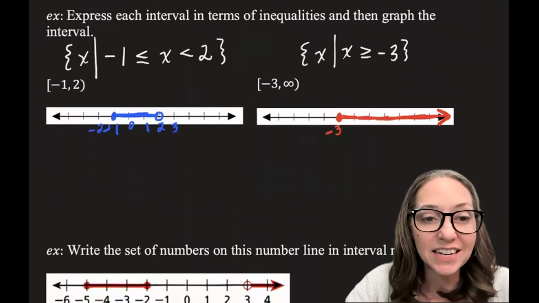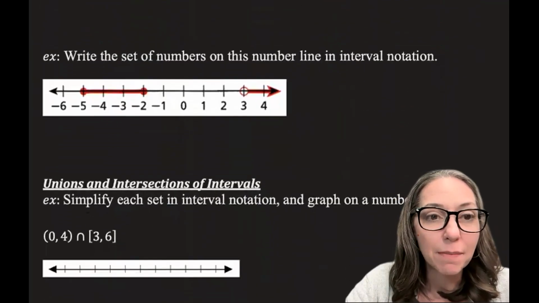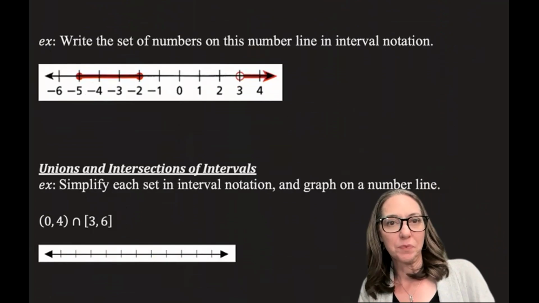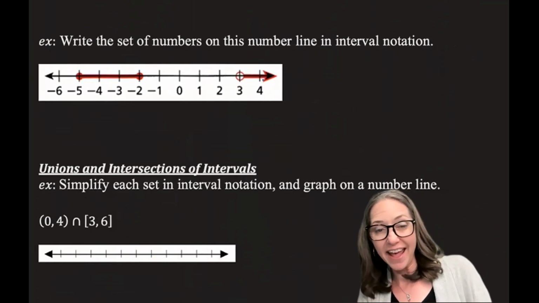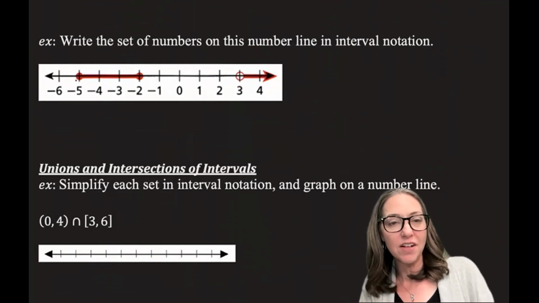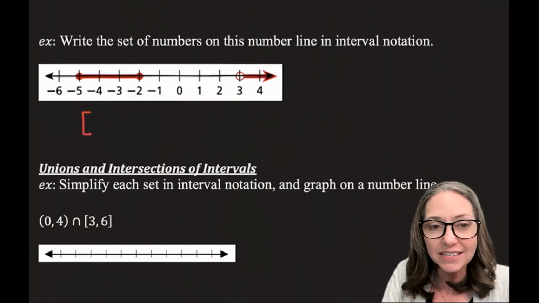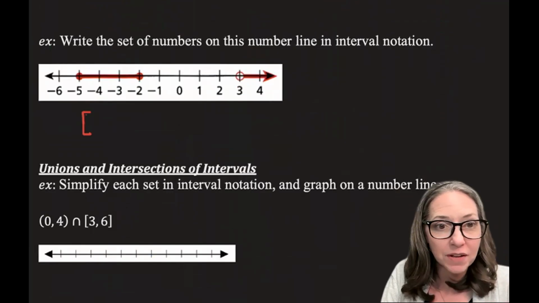Now, last thing we're going to do is combine all of these. So here's one where you have 2 different sets, right? This has a set of numbers over here and a set of numbers over here. So we have the set of numbers from -5 to -2, including the endpoints. So we would start with a bracket in interval notation, -5, comma, -2.